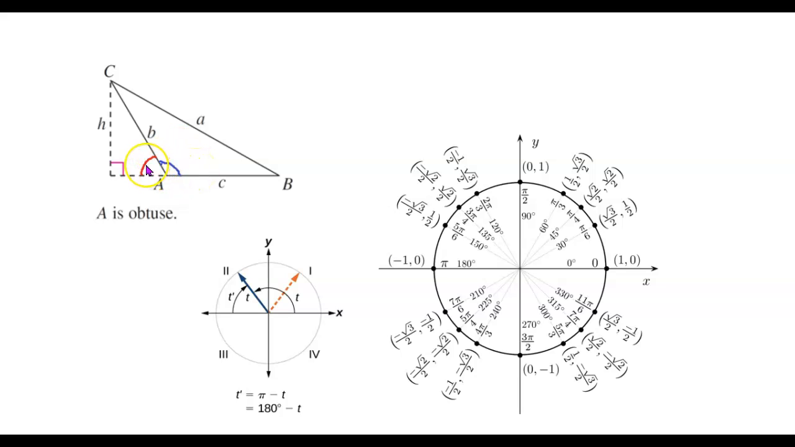The one I've got marked in red is an acute angle in quadrant 1, and the one I've got marked in blue is an obtuse angle in quadrant 2, but they have the same sine. Every angle in quadrant 1 has a corresponding angle in quadrant 2 that has the same sine, and those two angles together are supplementary. They add up to 180 degrees.